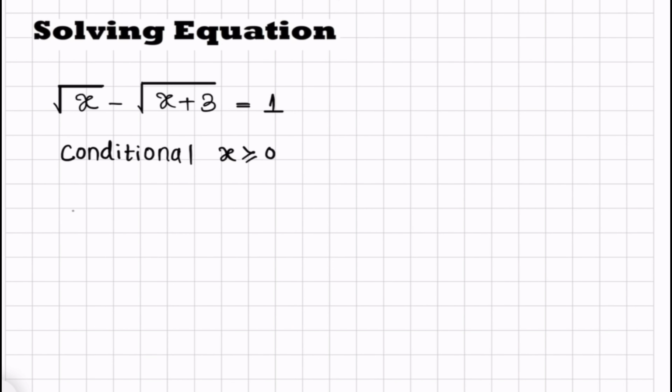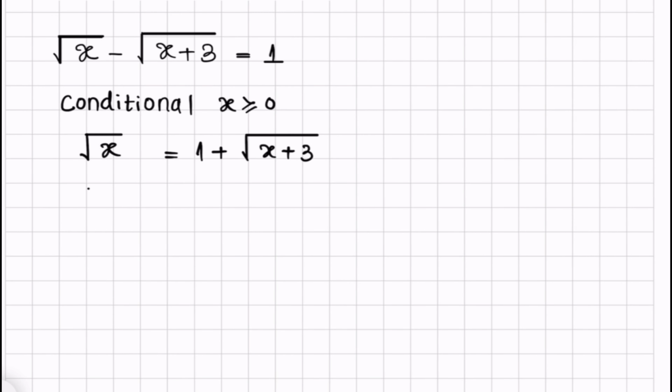Okay, and then I have to move one of these square roots to the other side of the equation. So I move square root of x plus 3 to the right hand side of the equation, so it changes to positive, okay? And then next step, square both sides of the equation, okay? So then we got square root of x squared equal to 1 plus square root of x plus 3, and then squared.